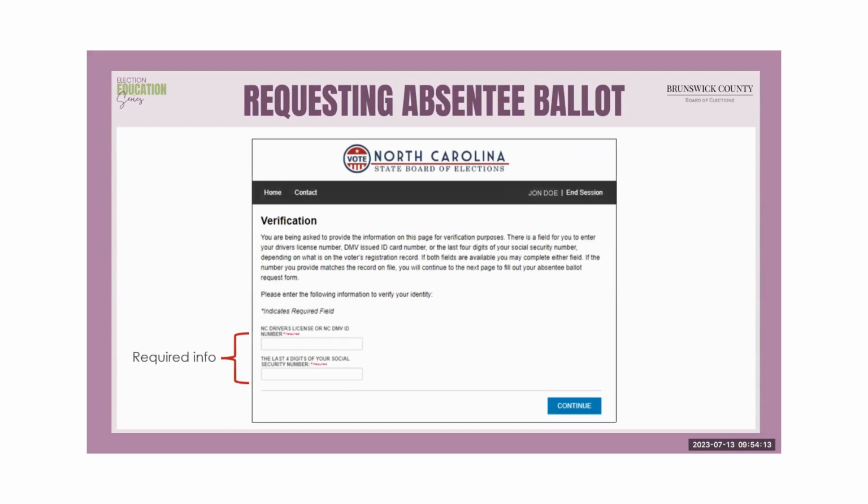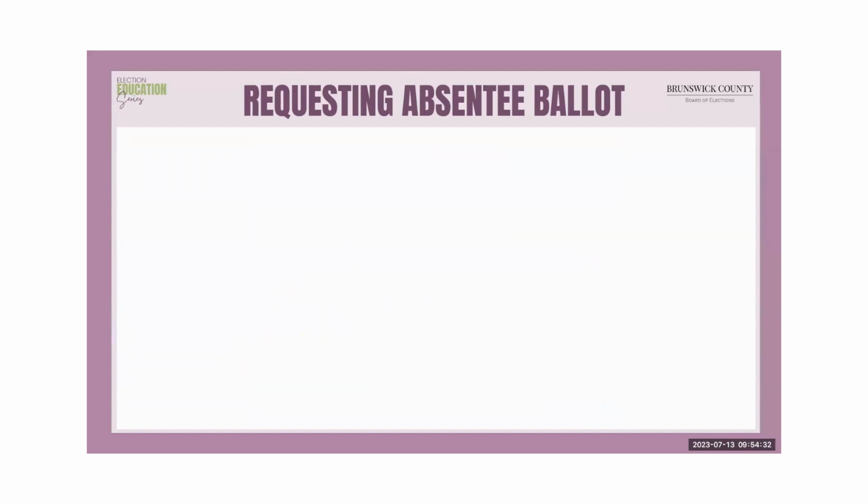The next screen is the voter verification screen. The voter will need to input their North Carolina driver's license or North Carolina DMV ID number or the last 4 of their social security number into the fields. Voters should then click Continue in the bottom right corner of their screen.